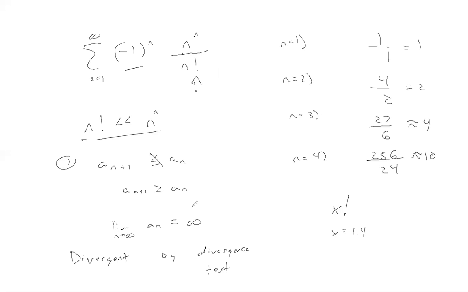All right, so I think that's a good number of examples. We covered some convergent stuff and we covered some divergent stuff. Hopefully you guys see how to apply this alternating series test. Let me know if you have any questions.